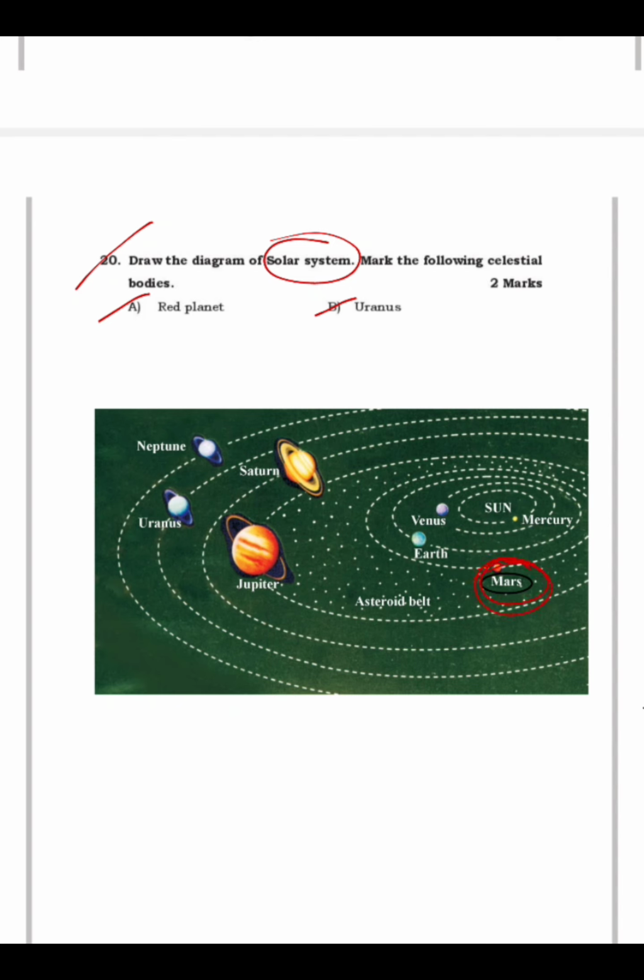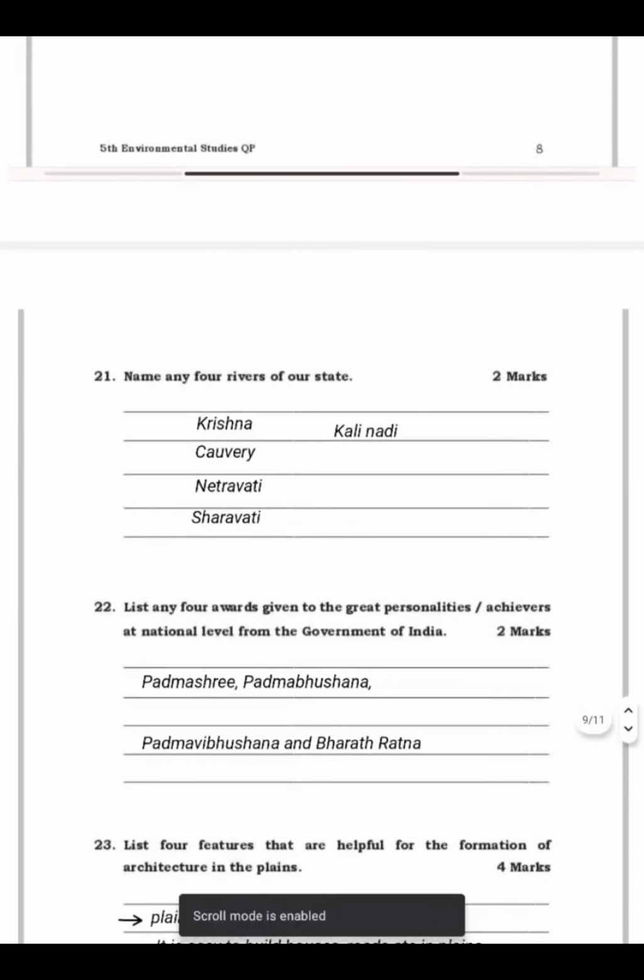Okay, next one, Uranus. So where is Uranus here? You will get Uranus after Saturn. From the last, it is the second one. That is, Uranus is here, right? Yes. So now let's move to the next question.